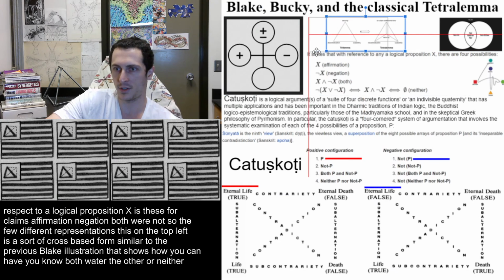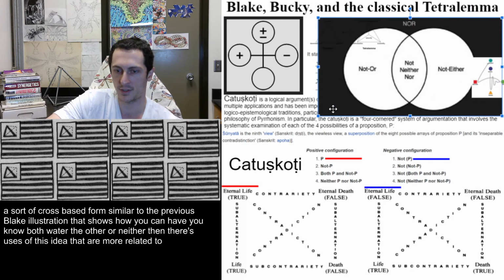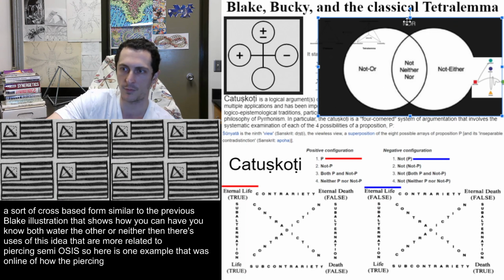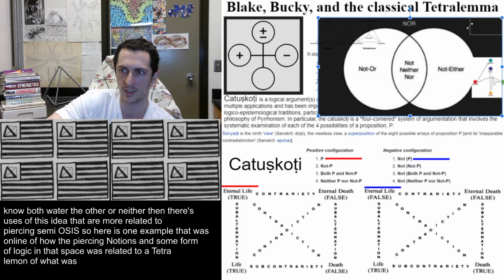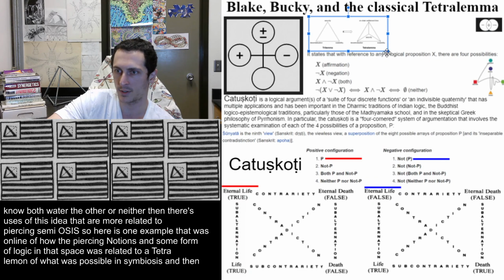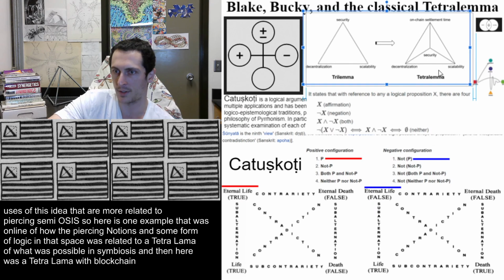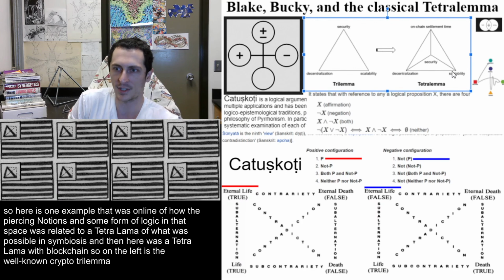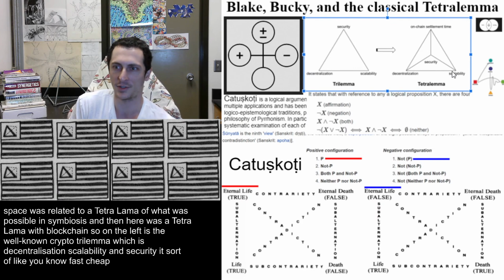Then there's uses of this idea that are more related to Peircean semiosis. So here was one example that was online of how the Peircean notions and some formal logic in that space was related to a tetralemma of what was possible in semiosis. And then here was a tetralemma with blockchain. So on the left is the well-known crypto trilemma, which is decentralization, scalability, and security. It's sort of like, fast, cheap, and healthy, choose 2.